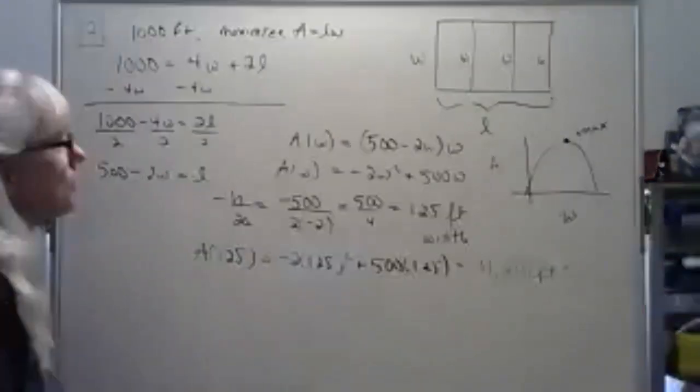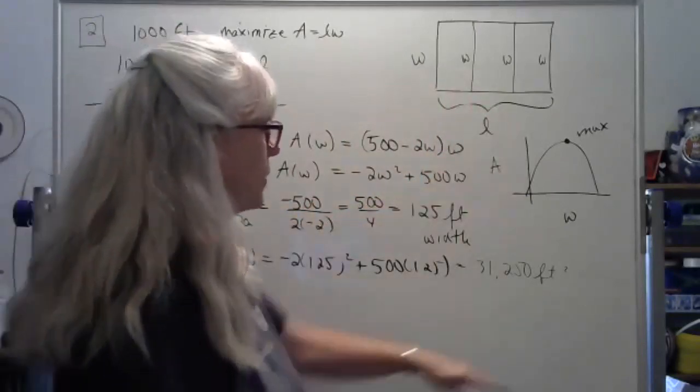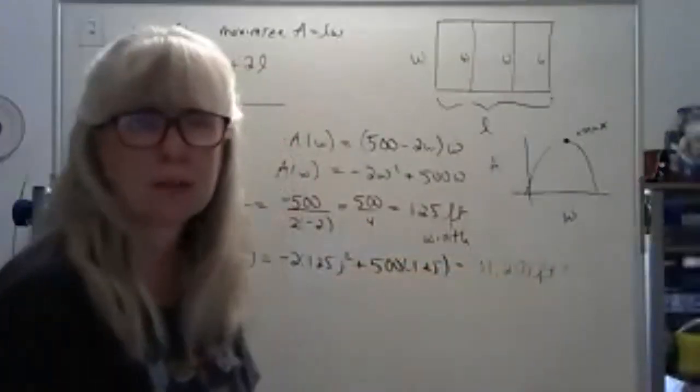So if we have 1,000 feet of fencing and we need to make 3 equal sized pens, the total area that we can enclose is 31,250 square feet.